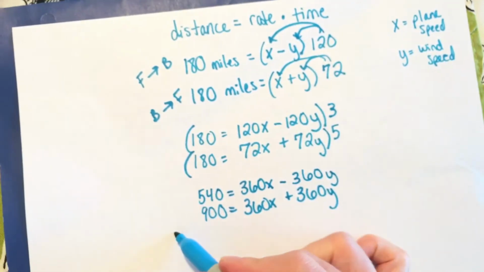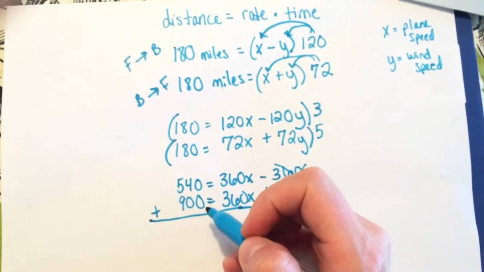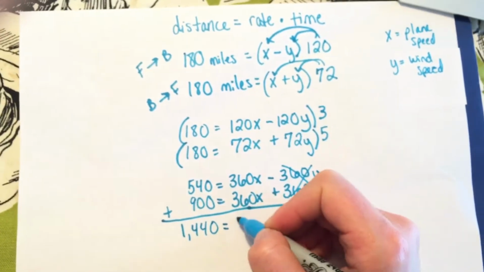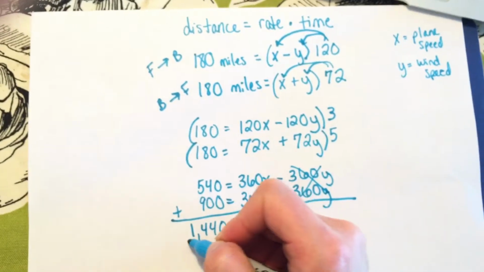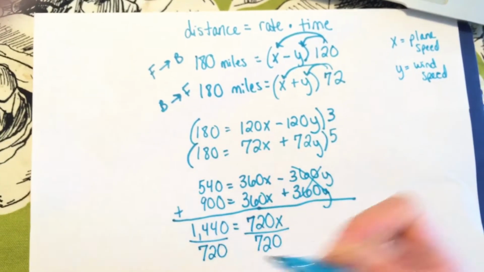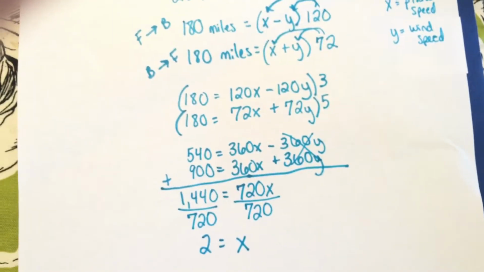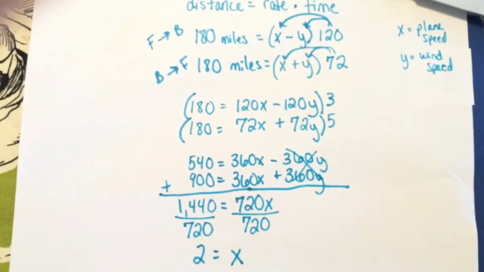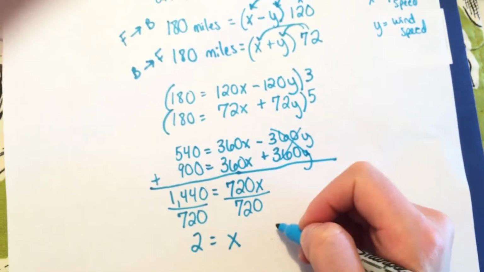And now I'm just going to combine these so I know that my y's cancel. And 540 plus 900 is 1,440 equals 720x. Divide by 720, divide by 720, and I get 2 equals x. Now you might be thinking, 2 equals x, okay, so you said x is the plane speed, so that's 2 miles per hour. Well, this is actually 2 miles per minute, if you want to think of it that way.